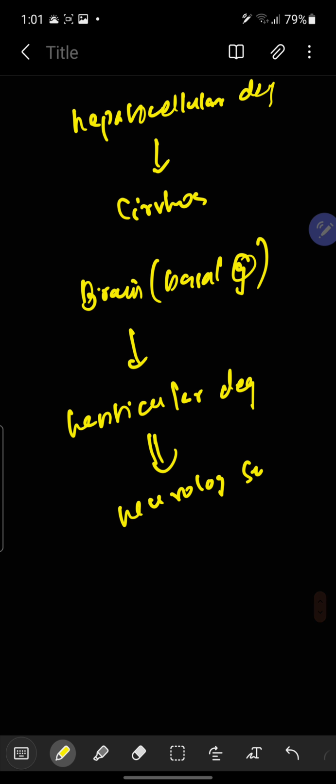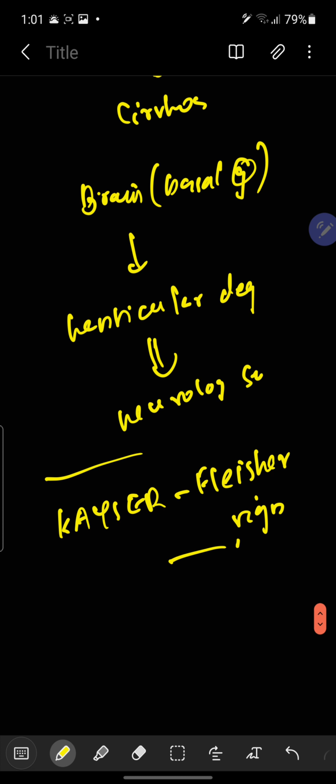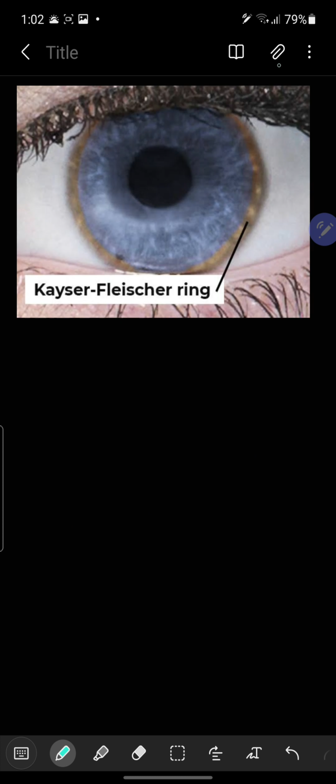Now there is a manifestation which is called the Kaiser-Fleischer ring. That means around the cornea you can see a green or golden colored ring. Here you can see a green or golden colored ring around the cornea. So this is a clinical manifestation.